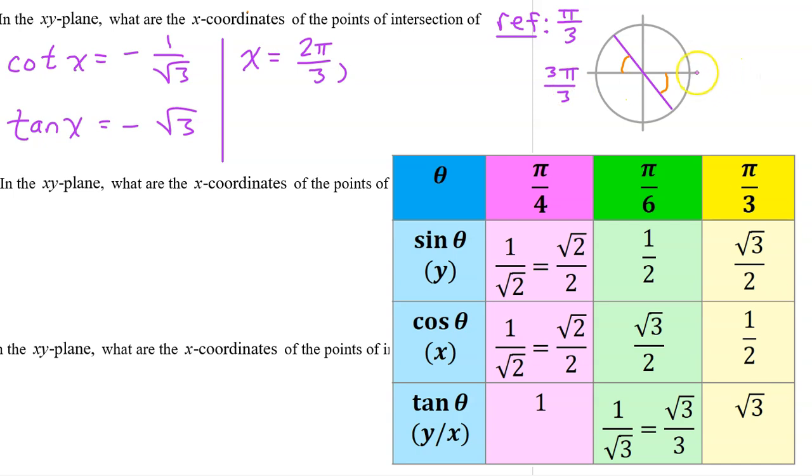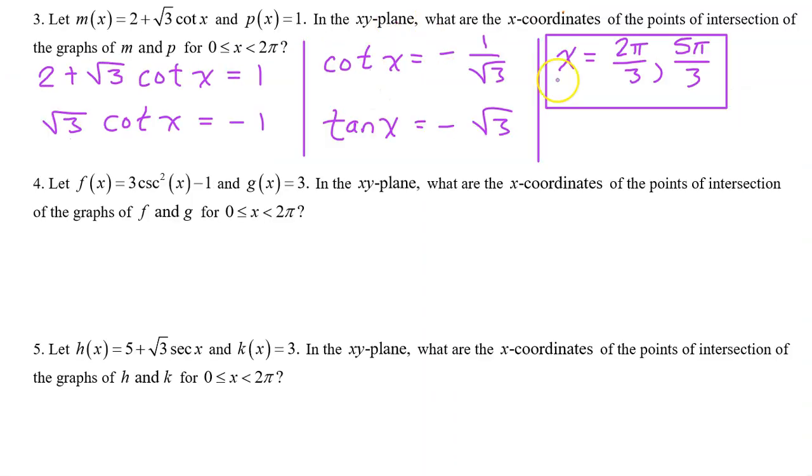Doubling this, we can think of 2 pi as 6 pi over 3. This angle in the fourth quadrant that has a reference angle of pi over 3 is pi over 3 less than 6 pi over 3. That's 5 pi over 3. So these are the x-coordinates of the two intersection points.